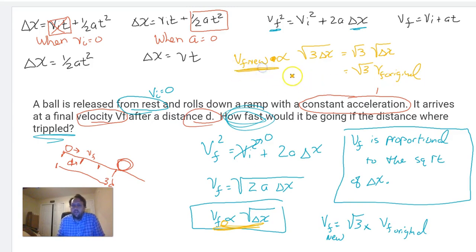And so the VF new is proportional or equal to square root 3 VF original. Okay. So that is how that one works. I think I have one more here.